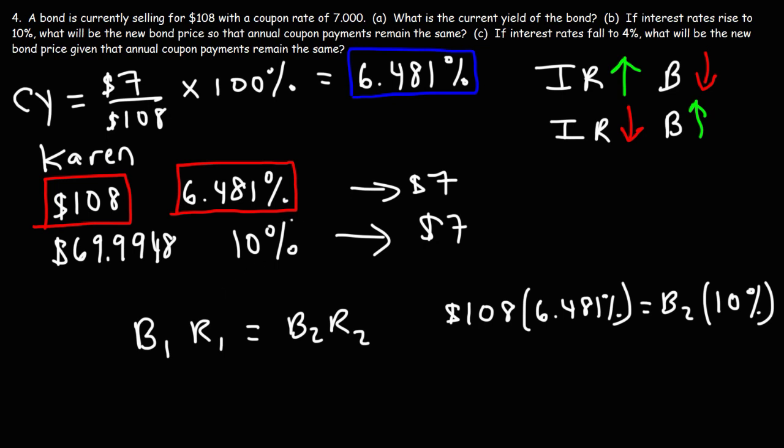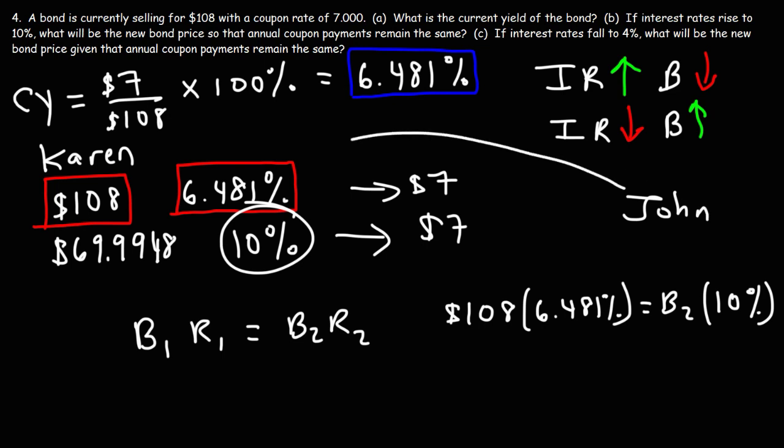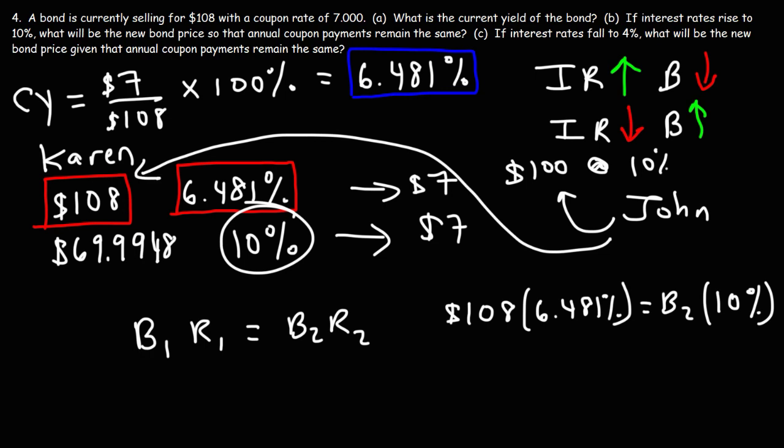If interest rates go up to 10%, a new investor, let's say John, doesn't want to buy Karen's bond for this price. He doesn't want a yield of 6.481% when he can go buy a bond and get a yield of 10%. He wants a 10% yield. So if there's a bond out there that he can buy for $100 and get a 10% yield, he wants this bond. Now, the only way that John is going to buy this bond from Karen is if Karen lowers the price such that the amount of money that he's going to receive represents 10% of his investment.